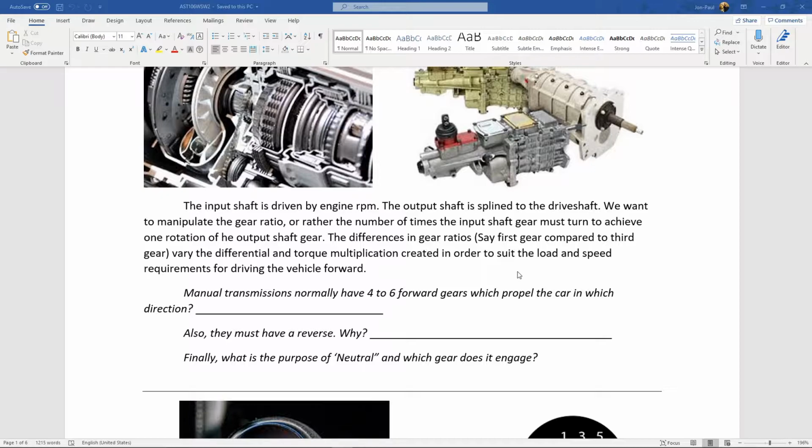And then I would further spin your brain. You get in an automatic and it has PRND. One of them is neutral. But what's the difference between neutral and park in that automatic? They seem to be about the same, right?